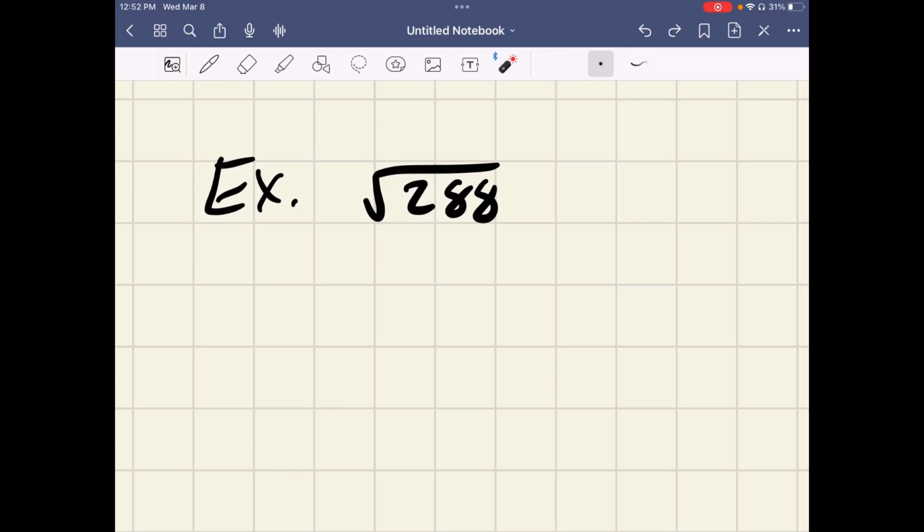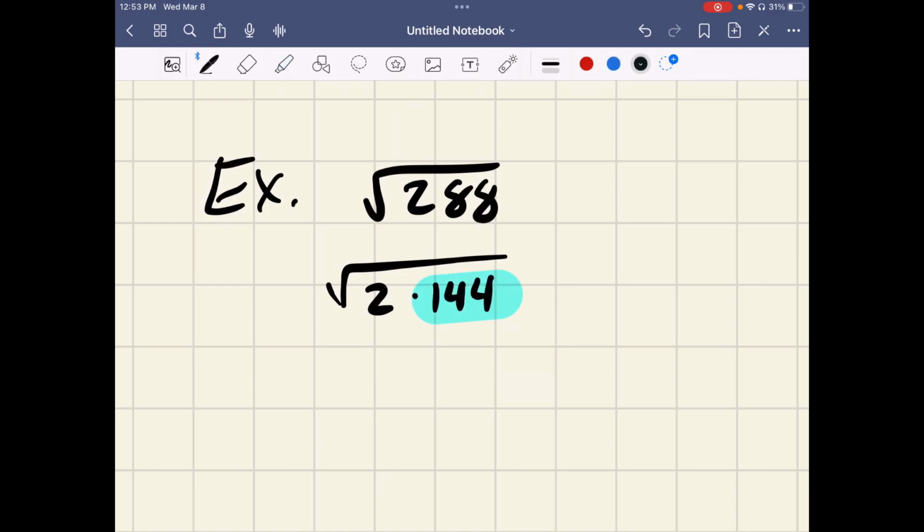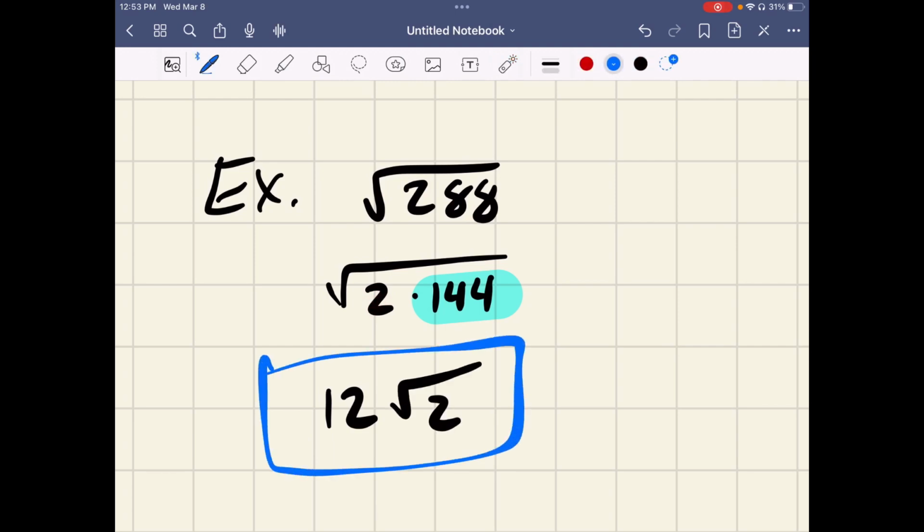Alright, the first one, we have the square root of 288. I know 288 is not a perfect square. So what I'm going to do is break it down into its factors. For example, I know 2 divides into 288, and that becomes 144. Now, hopefully, the idea along the way is that I do find perfect squares. For example, 144 is a perfect square, so the square root of 144 is 12. So I'm going to put that on the outside of my radical. I'm still left with a 2 on the inside, so I still have the square root of 2. And this would be my simplified version of the square root of 288.